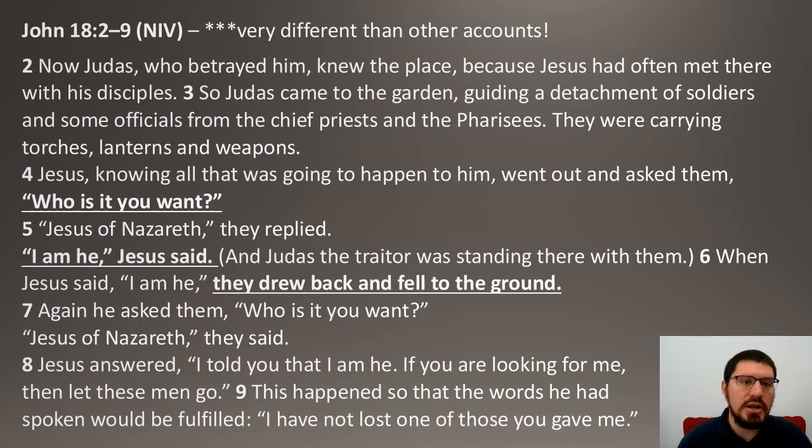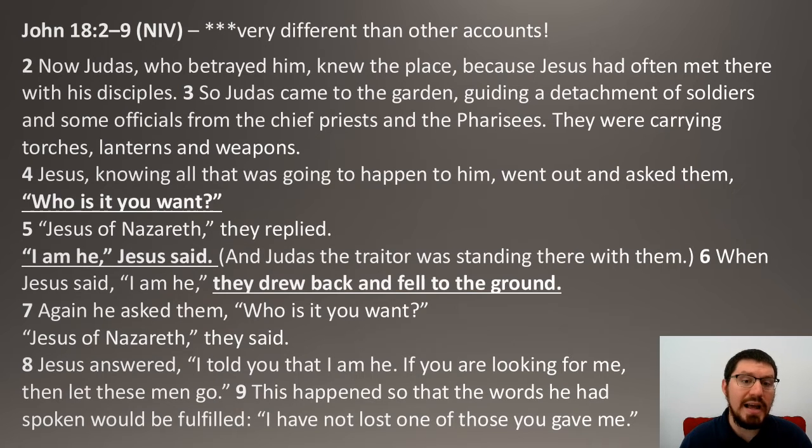So in John chapter 18, verses 2 through 9, this is how John records the following details. He says, "Now Judas, who betrayed him, knew the place because Jesus had often met there with his disciples. So Judas came to the garden, guiding a detachment of soldiers and some officials from the chief priests and the Pharisees. They were carrying torches, lanterns, and weapons. Jesus, knowing all that was going to happen, went out and asked them, 'Who is it you want?' 'Jesus of Nazareth,' they replied. 'I am he,' Jesus said. And Judas the traitor was standing there with him.